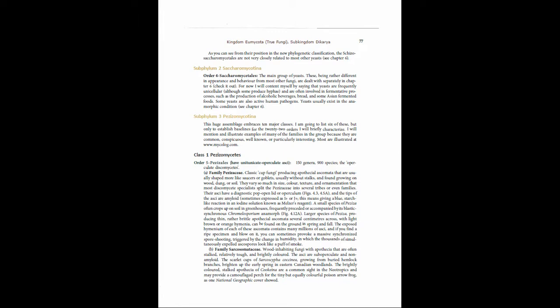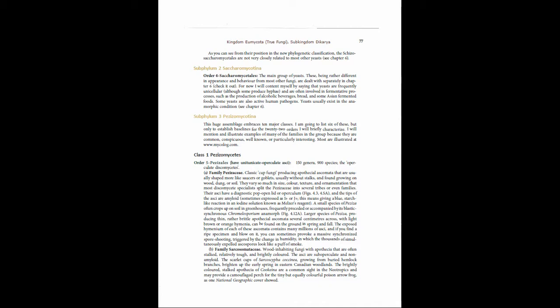Check it out. For now I will content myself by saying that yeasts are frequently unicellular, although some produce hyphae, and are often involved in fermentative processes, such as the production of alcoholic beverages, bread, and some Asian fermented foods. Some yeasts are also active human pathogens. Yeasts usually exist in the anamorphic condition, see Chapter 6.